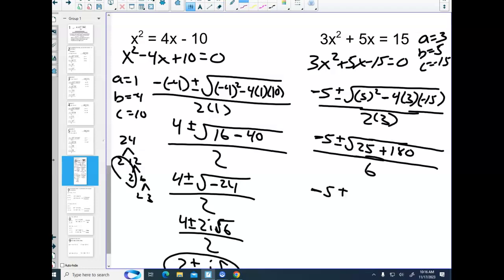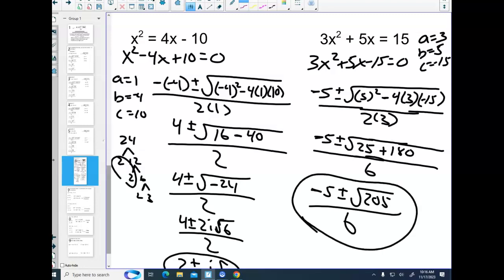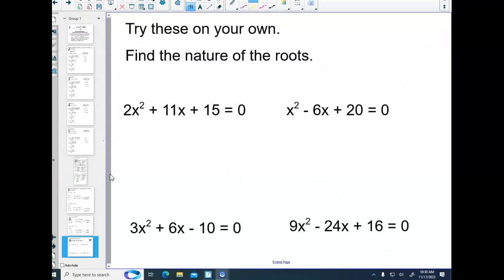Now what works out very nicely here is this. You can't simplify root 205. So we're done. You can't simplify it, you leave it. And that's it. Any questions with that? What it would look like?